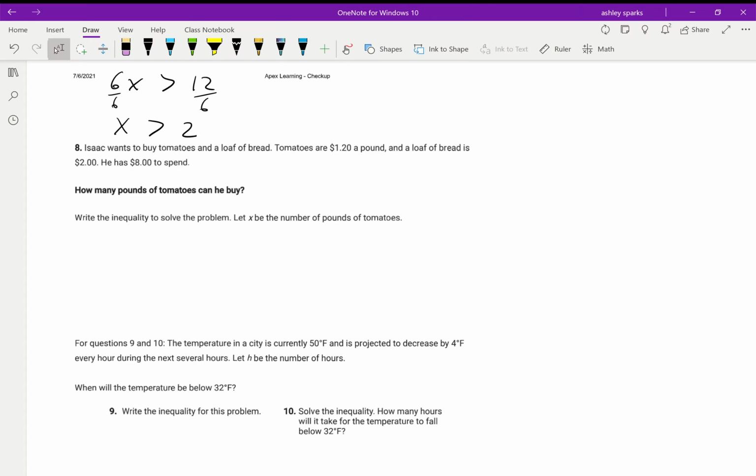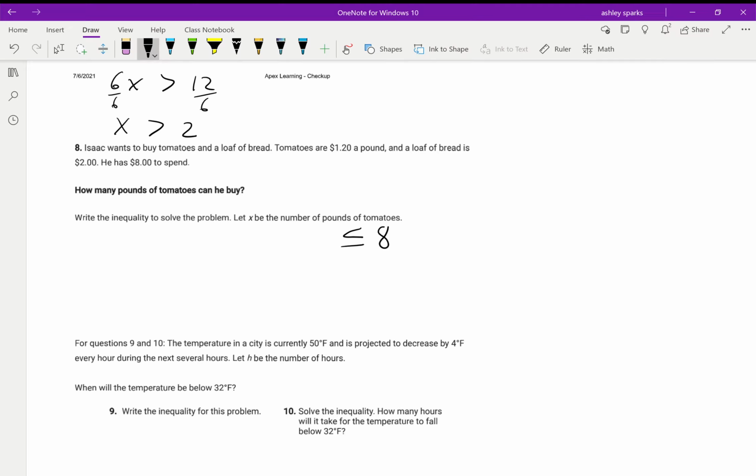Isaac wants to buy tomatoes and a loaf of bread. Tomatoes are $1.20 a pound, and a loaf of bread is $2. He has $8 to spend. So what I like about inequalities is you can imagine going shopping and only having a certain amount. I know I've got $8. If I only got $8, I can't spend more than that. So I can only spend less than or equal to that 8. Okay?